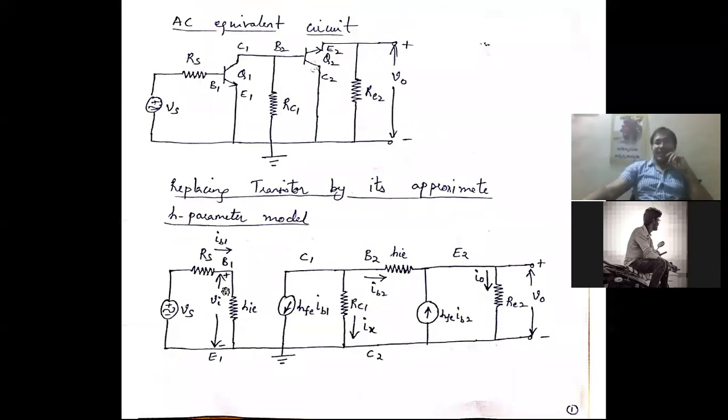Then we are naming the currents. IB1 is the current entering the base terminal. Next, IB2 is the current entering the base terminal of the second transistor. The output current we are taking as I0. Some textbooks may take it as IL, so don't confuse, it is one and the same. Next, we have taken this current as Ix. This is additional, because we don't know what the current is, it is an unknown variable, so we take Ix.